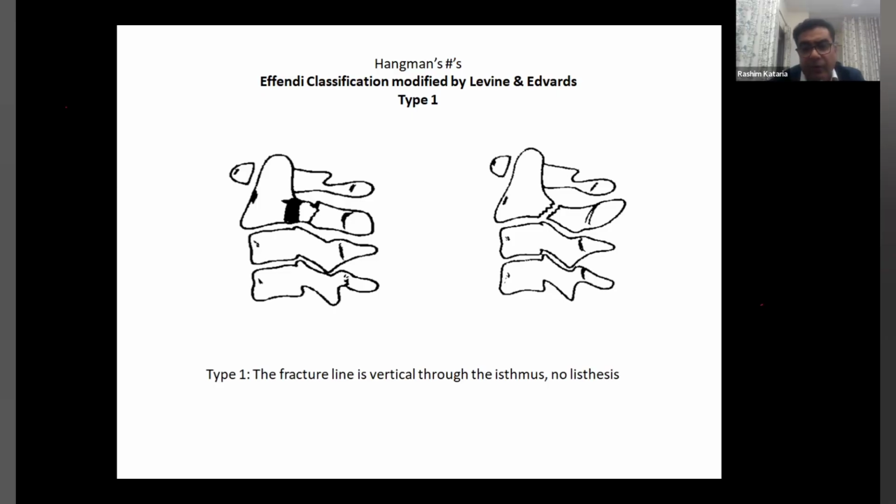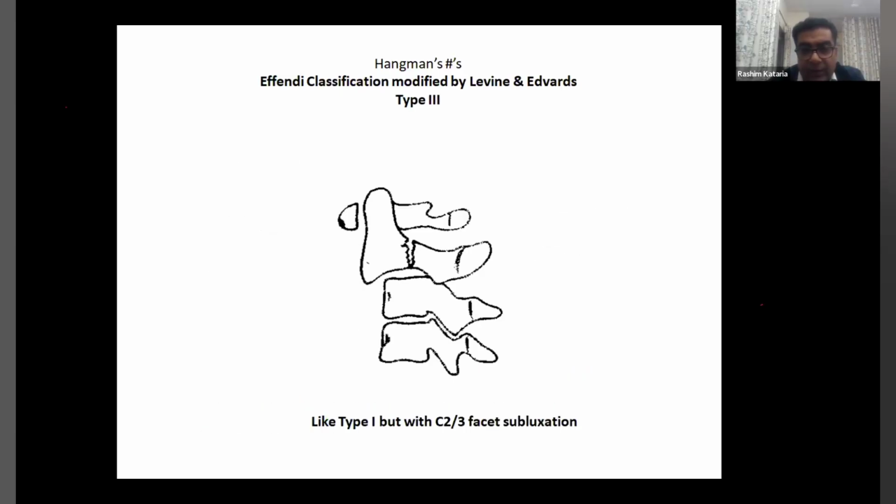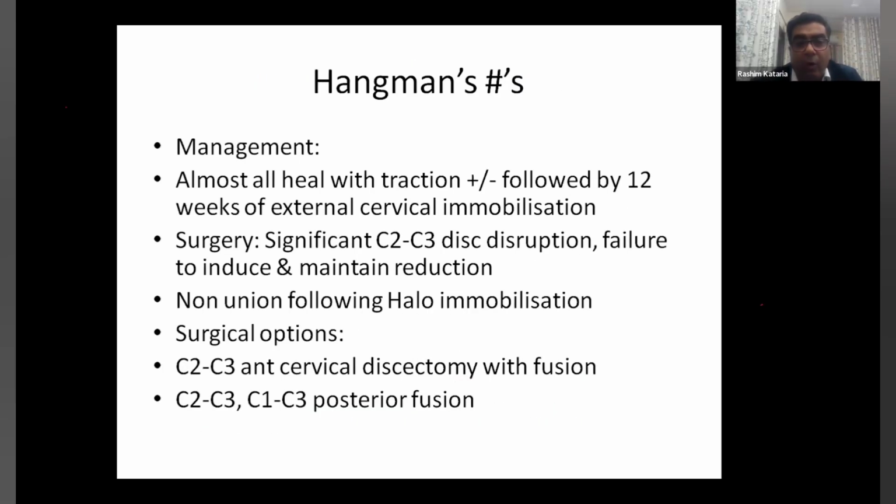The principle of management depends on the angulation and dislocation. If the angulation is more and the joints are dislocated, early surgery is required after reduction. Almost all hangman fractures heal with traction followed by 12 weeks of external cervical immobilization. With significant C2-C3 disruption, or failure to induce and maintain reduction, open reduction in the form of surgery is required.